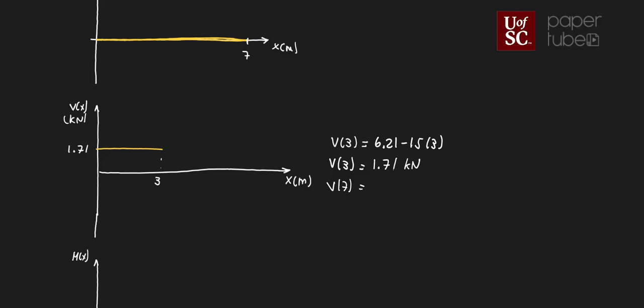And I'm also going to evaluate my V at 7. Now at 7, what we have is 6.21 minus 1.5 times 7. I believe this gives me minus 4.29 kilonewtons. Okay, so at 7, we have something around here, and this value over here is going to be minus 4.29. And we know that this is going to be a straight line.